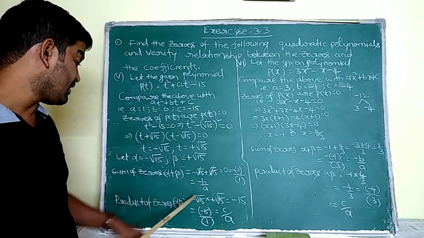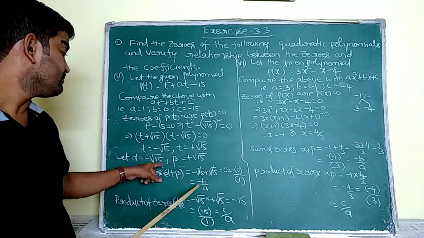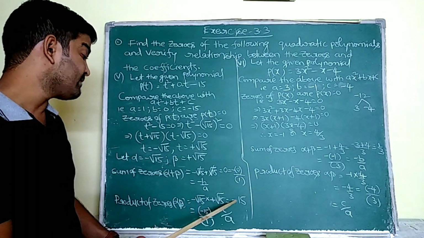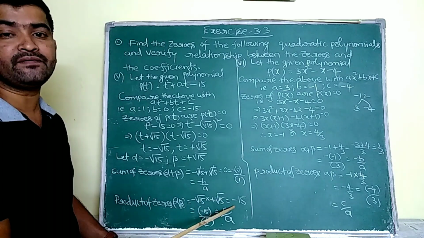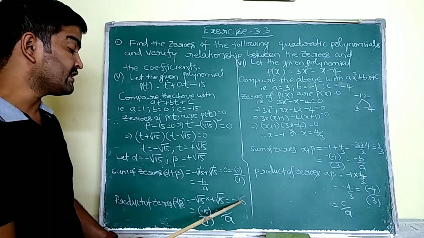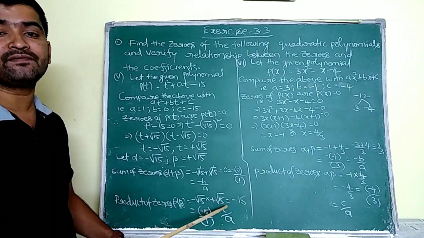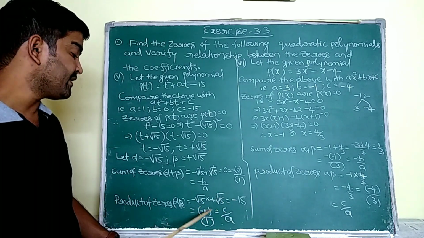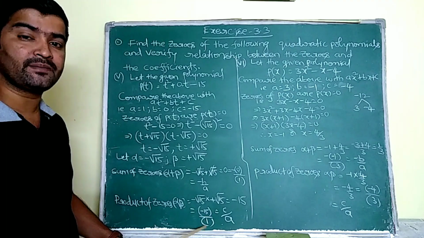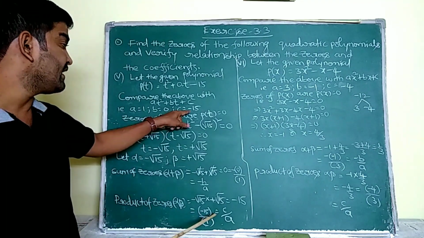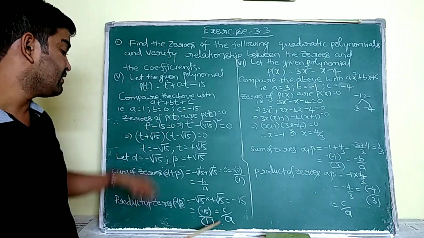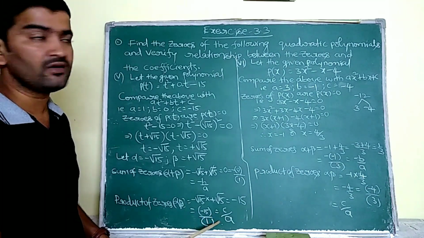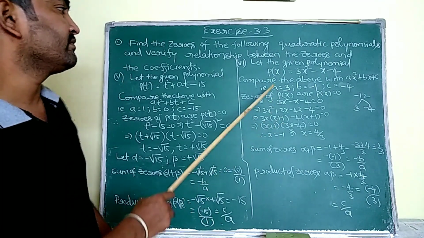Now product of zeros alpha into beta. So minus root 15 into plus root 15. Minus into plus is minus, root 15 into root 15 is 15. So now I have to check whether this minus 15 is equal to c by a or not. So just write empty bracket c by empty bracket a. In the place of c write minus 15, a is 1. So minus 15 by 1. So it is c by a, verified. Similarly the last problem.